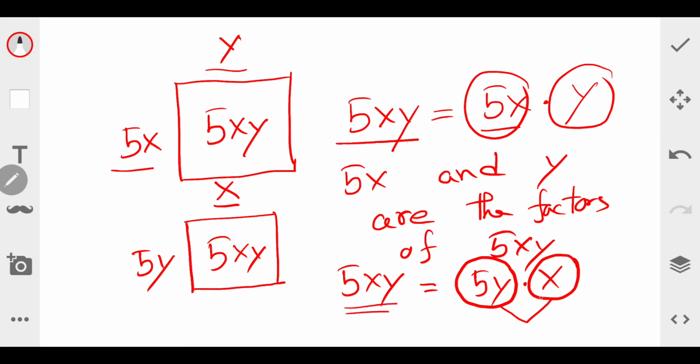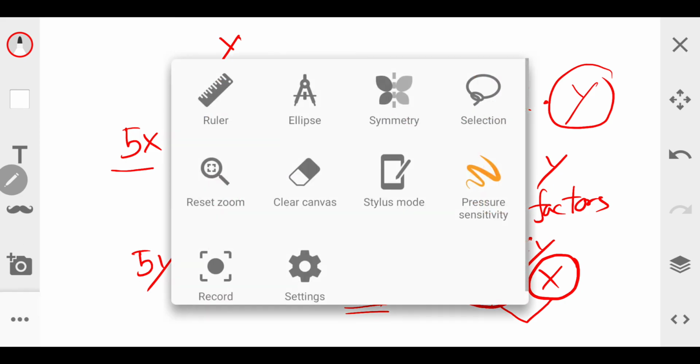It doesn't matter what the numbers or the variables are or how they are organized, as long as you're getting 5xy when they're being multiplied, that means these are the correct factors. Okay, let's erase this. So now we understand how factors work for a monomial, for a number.